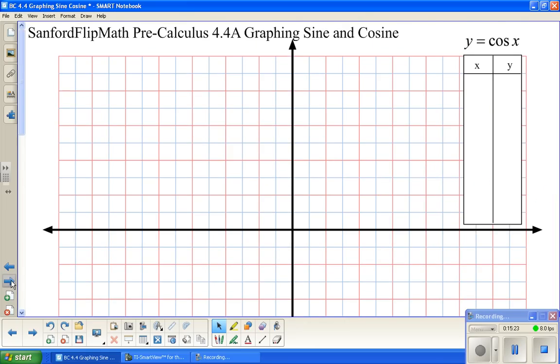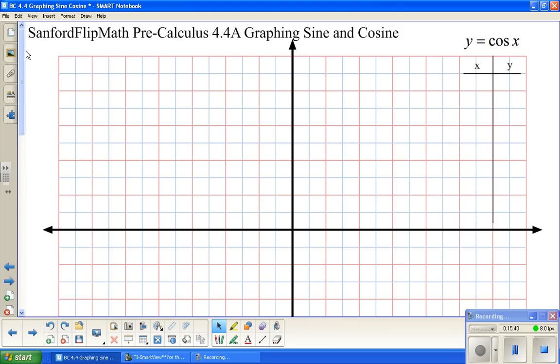Cosine, my plan was to do all of that point plotting just like I did for sine. Time is already getting away from me. Can you believe it? So I'm going to just fast forward what's going on here. And here we go. First of all, I'm just going to get that out of the way. Don't need it. Thought I had all of that.